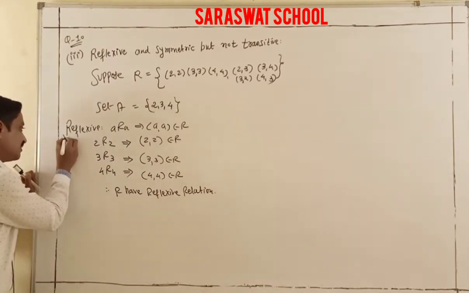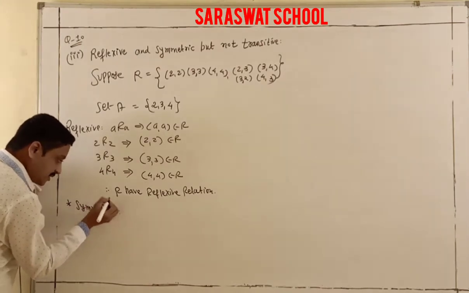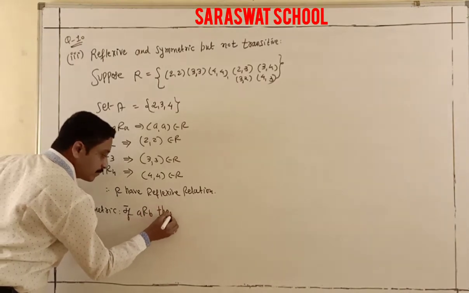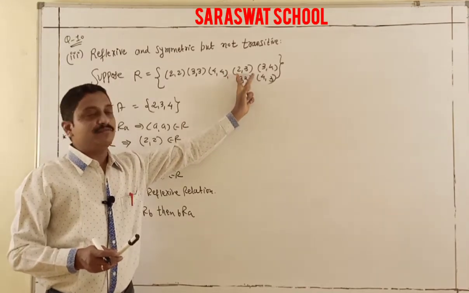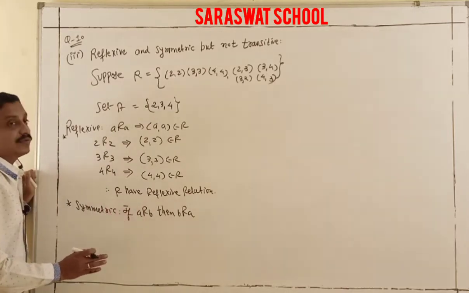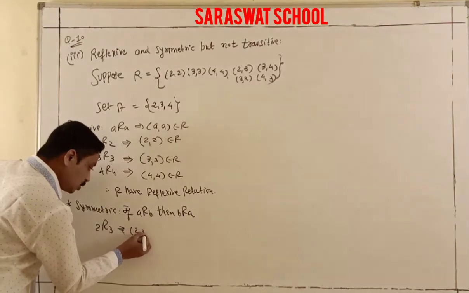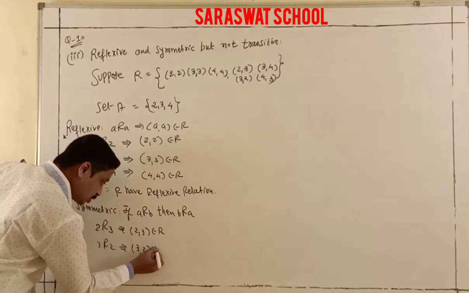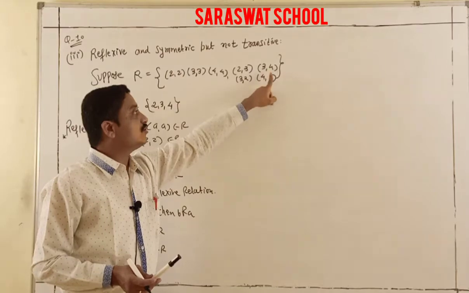Second checking. What is second? Symmetric relation: if A relation B, then B relation A. Already I have written here 2, 3, 3, 4, 3, 2, 4, 3. I take the numbers one by one. 2 relation 3: 2, 3 belongs to R. Now 3 relation 2: 3, 2 belongs to R. Already written here, 2, 3 and 3, 2. Next, 3, 4 and 4, 3.